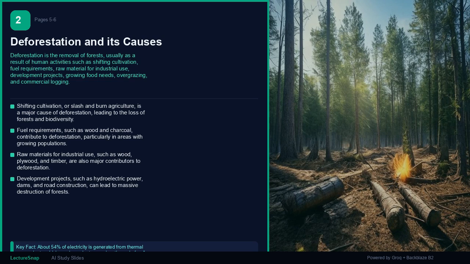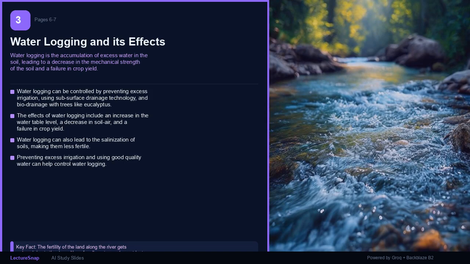Another example is the need for fuel. Many people rely on wood and charcoal for cooking and heating. This can lead to deforestation, especially in areas with growing populations. In some parts of Africa, for instance, people collect firewood for cooking, leading to the degradation of forests.